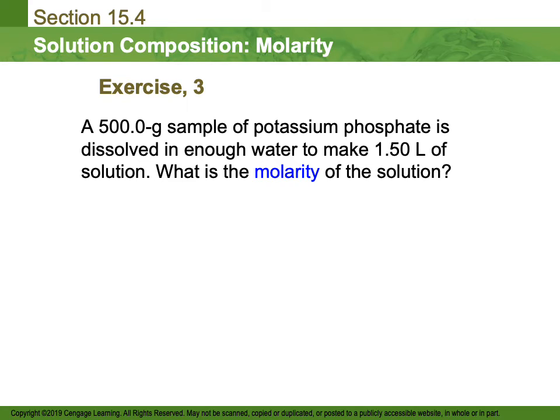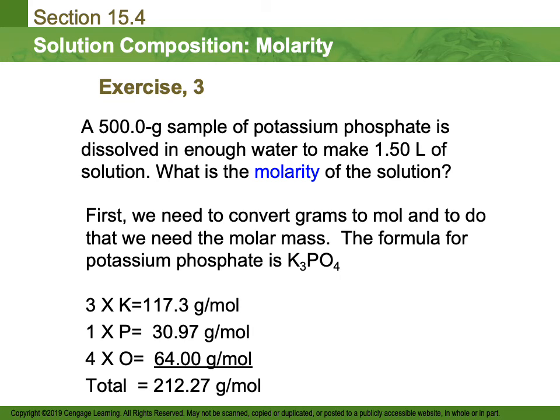So the first thing we need to do is figure out how many moles of potassium phosphate are contained in 500.0 grams of potassium phosphate. Potassium phosphate has the formula of K3PO4. So the molar mass calculation would be 3 times the mass of potassium, which gives us 117.3, 1 times the mass of phosphorus, which is 30.97, and 4 times the mass of oxygen, which is 64, 4 times 16. When we sum that all together, we get a total molar mass for K3PO4 of 212.27 grams per mole.